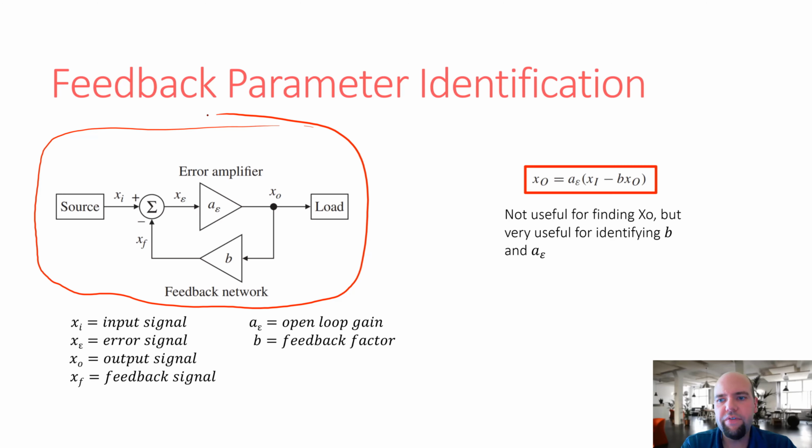There are slight differences in the way these terms are referred to. This textbook uses B. Beta is commonly what you'll see in control systems. It's usually alpha and beta in reference to forward gain and feedback gain. So just be aware of that difference.